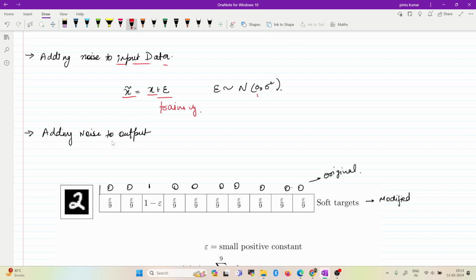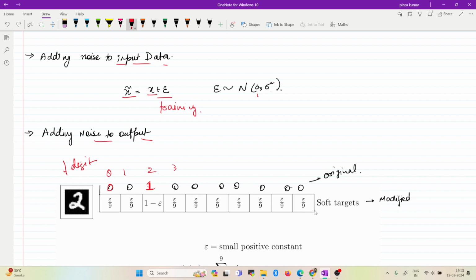Also, you can add noise to the output. For example, if you have this digit classification task, your Y would look something like 001, because this is for 0, 1, 2, 3, 4, something like that. So you will have 1 at the position for 2 and 0 everywhere else.